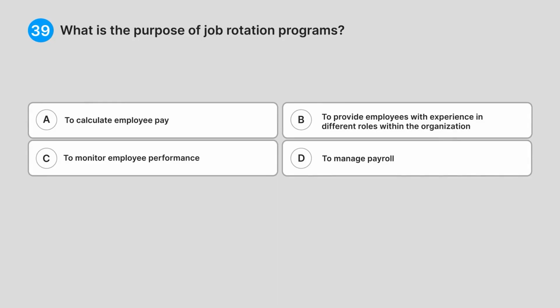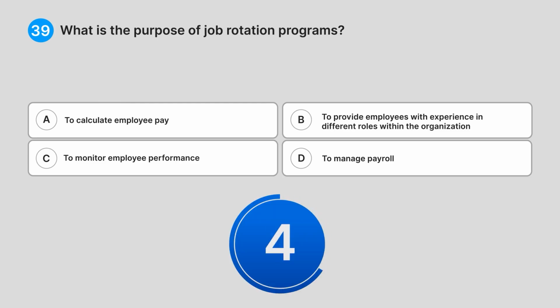39. What is the purpose of job rotation programs? A. To calculate employee pay. B. To provide employees with experience in different roles within the organisation. C. To monitor employee performance. D. To manage payroll. What do you think is the answer?